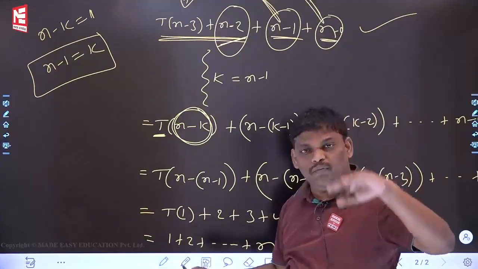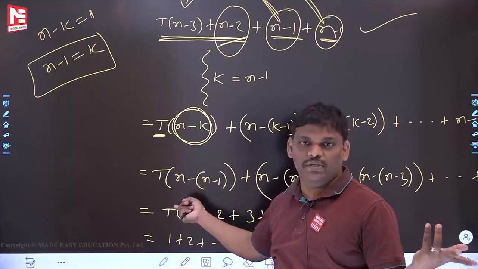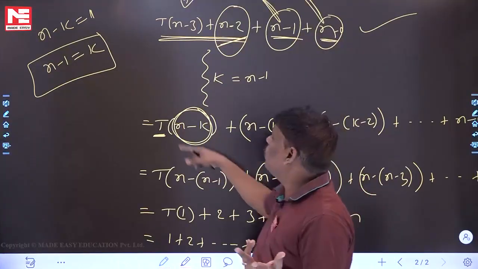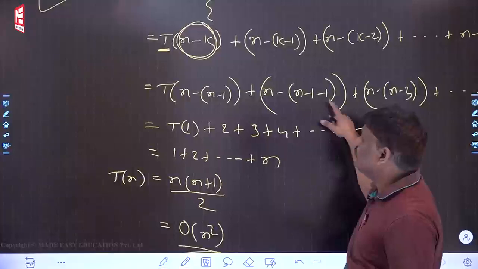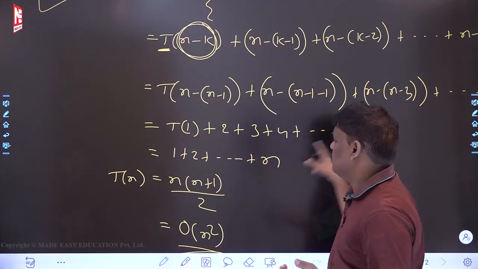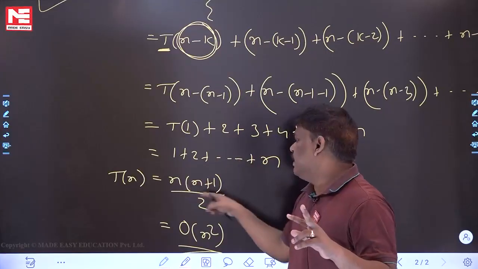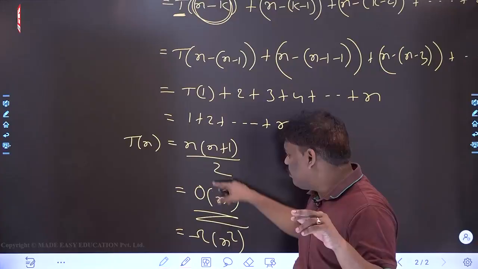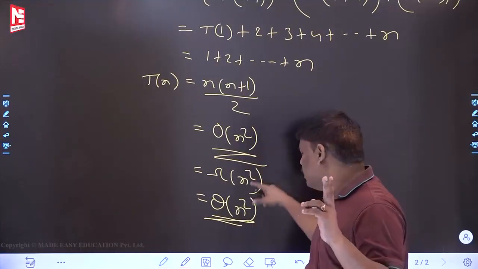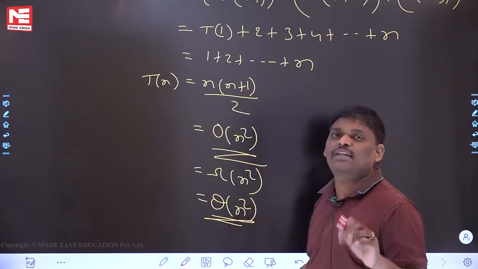Finally, what is the k value so that this function will become the termination condition? I think this value is equal to the termination condition. So find out the k value and substitute it. After substituting, you will get one series like this. It is the sum of n natural numbers square formula series, right? So the actual answer is n into n plus 1 by 2. The upper bound is n square, the lower bound is also n square. Upper bound and lower bound are both the same, then you can write theta.